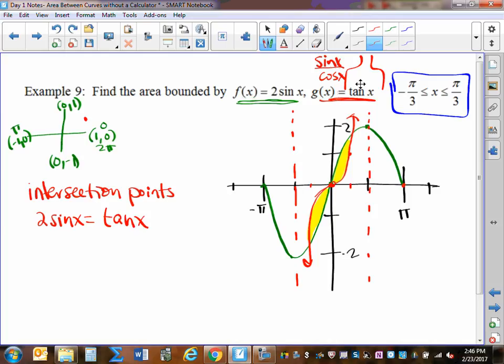Now, at this point, we could suspect that perhaps the reason why they gave us this is that these are the intersection points. You could solve for it here, but you should probably confirm that, though. Let's just suspect and substitute in. Let's start with pi over 3. What's sine of pi over 3? Square root of 3 over 2. Good. So if I did f of pi over 3, that is 2 times square root of 3 over 2, which is really just square root of 3, right?